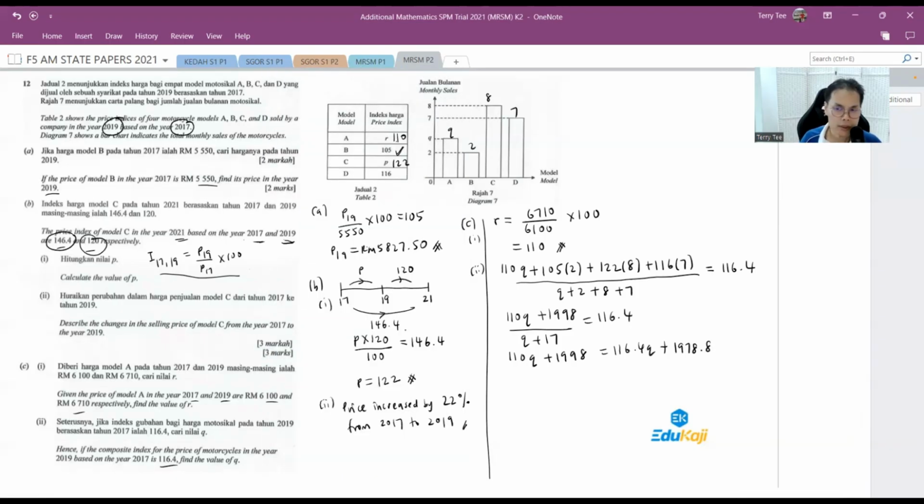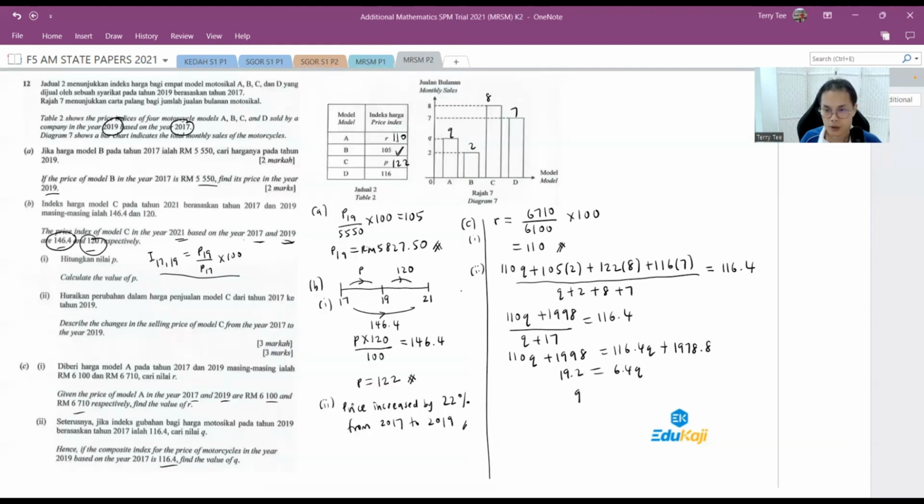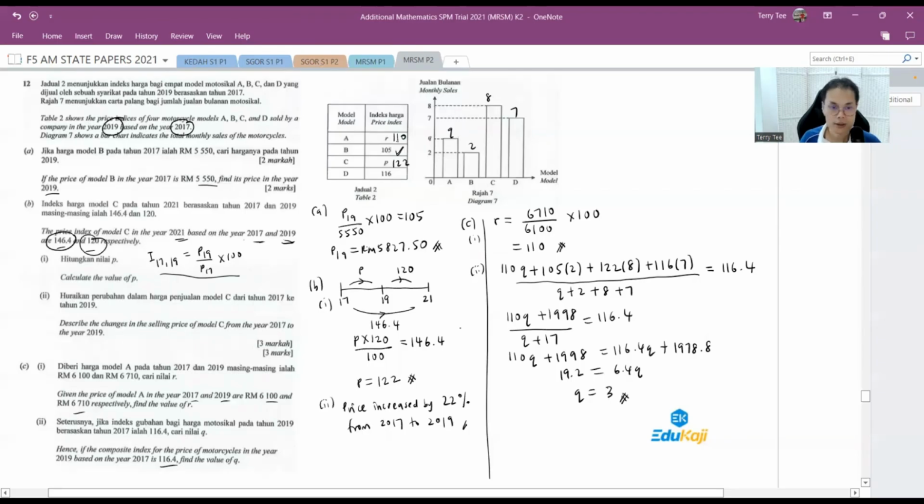Now take 116.4 minus 110. This is 6.4Q. Then 1998 minus 1978.8, so this will be 19.2. My Q is now, let's take 19.2 divided by 6.4. The answer Q is just 3.